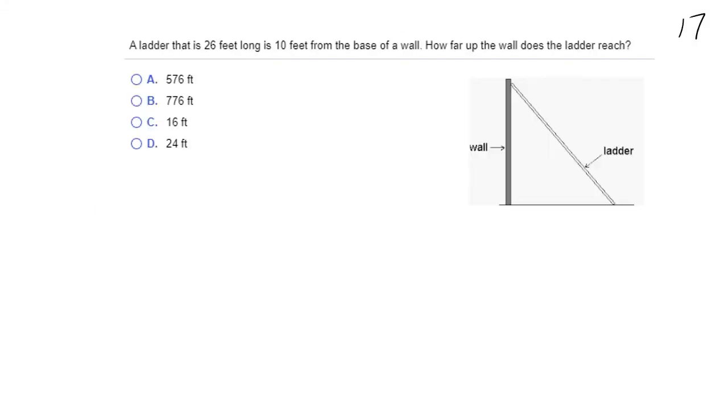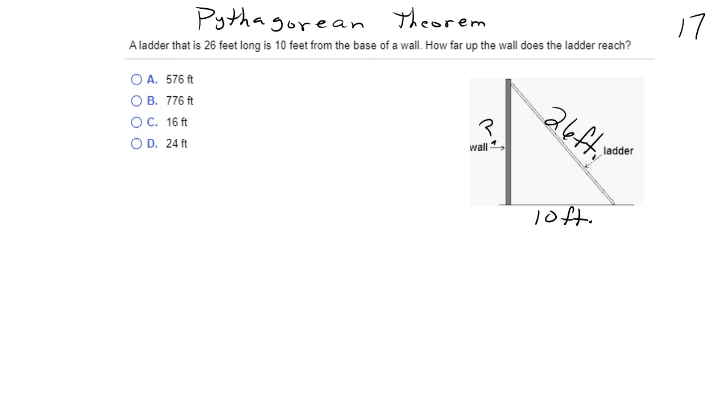In this question, you actually use the Pythagorean theorem because we have a situation that forms a right triangle. Our situation is this. The ladder is leaned against a wall. This ladder is 26 feet long, and it is 10 feet from the base of this wall, and we want to know how far up the wall does this go. You see it forms a right triangle.